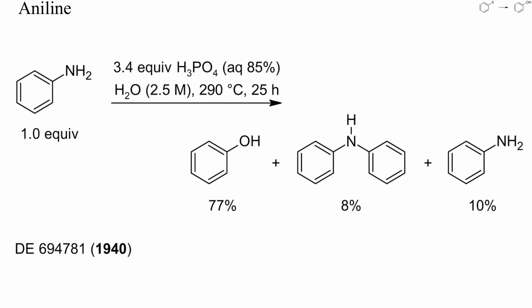Anilines devoid of activating groups can also be hydrolyzed to phenols. In this example, aniline was heated with aqueous phosphoric acid to 290 degrees Celsius for 1 day. A mixture of phenol and diphenylamine resulted.